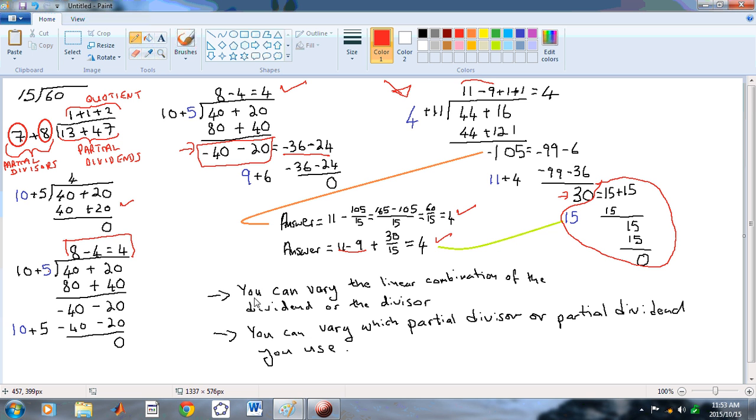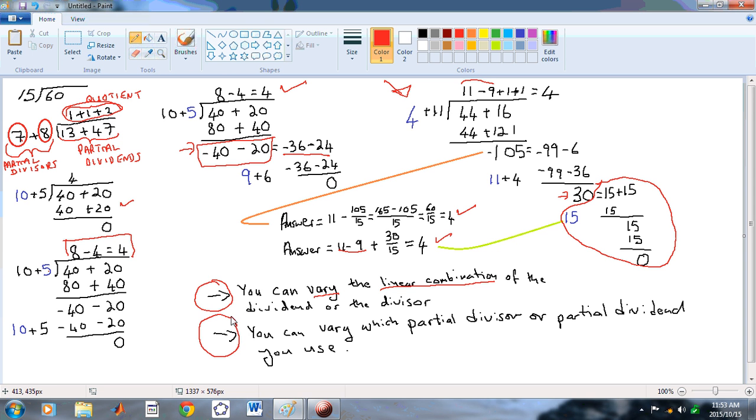And so this tells you two things. It tells you, one, you can vary the linear combination of the dividend, the value that's under the division sign, or the divisor, this here, okay? You'll always end up getting the same quotient. In other words, the total of the partial quotients will always be the same. As you can see, it's always 4 in this case. And I'll show you the general theory behind this in a while.